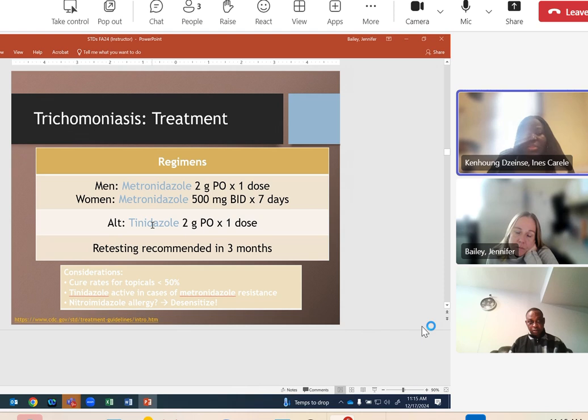Is that the first line of defense, metronidazole? The drug of choice is metronidazole. Yep. And an alternative is tinidazole, which is a similar drug to metronidazole. It's just usually more expensive.